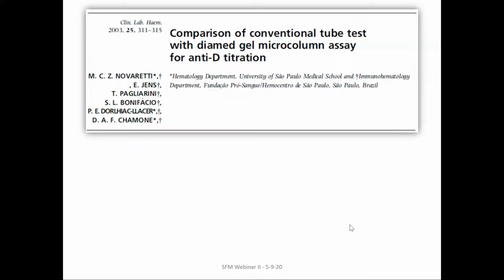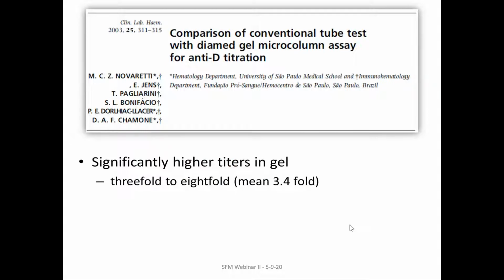Now, having said that, from a clinician's perspective, the gel method would show significantly higher titers than the tube method. This is a very important point that we need to understand, because there have been studies that have shown that the mean titer when you do it by a gel assay could be 3.4 times that what you would see with a tube assay. And this study said there could be as high as 8-fold difference in titers when you do it by the gel method. And as I said, most labs do the ICT titer by the gel method these days.